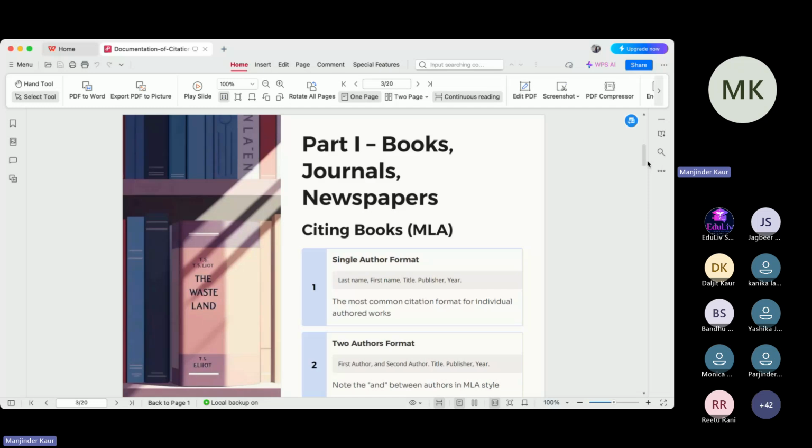Then the title of the work or the book in italics. After that, again, period. Publisher. And after publisher, comma, year of publication. This is the most common citation format for individually authored works. Now, two authors. What do we do when there are two authors? First author and second author.